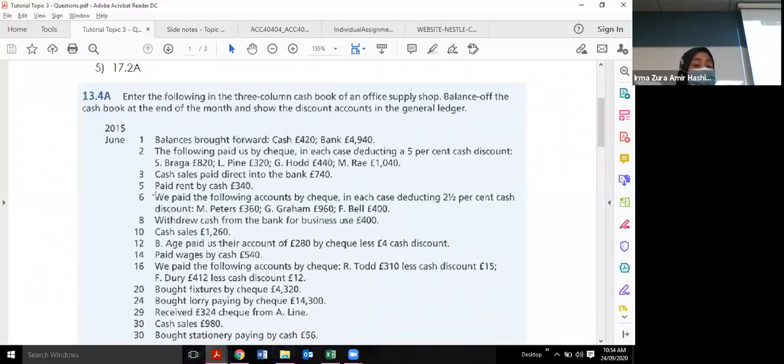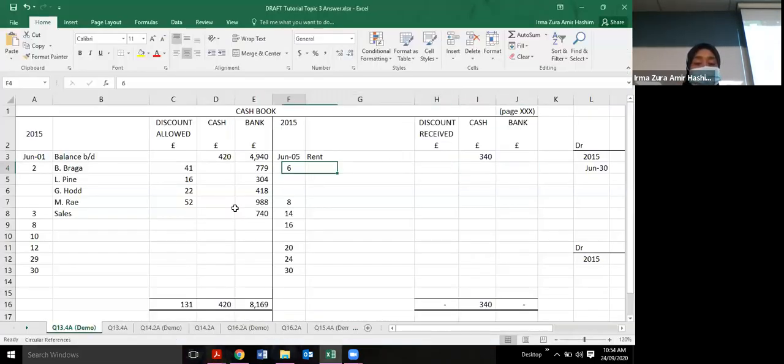Okay, June 6, we paid the following accounts by check, in each case deducting 2.5% cash discount. So M Peters 360, and then G Graham 960, and also Bell. So I type the party's name first. So now we paid by check. So when you paid by check, your bank account will become lesser. So you record it on the credit side.